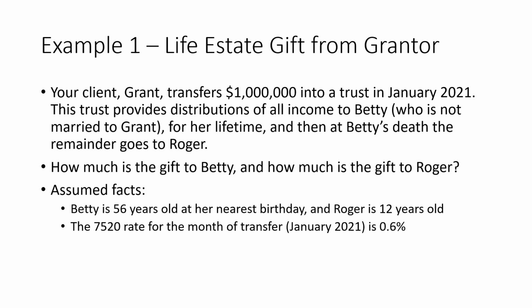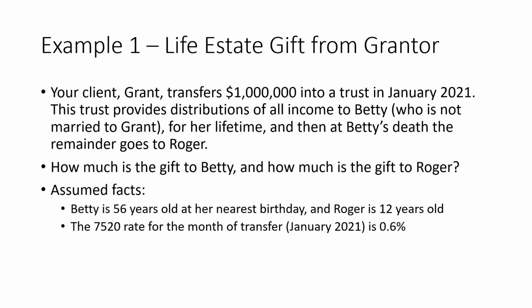So in this case, what happens is that Grant has gifted $1 million total, part of it to Betty and part of it to Roger. But we need to figure out how much is allocated to each of them for a variety of reasons. And with that, we can't just split it equally. We need to use actuarial calculations to determine the value of Betty's life estate and the value of Roger's remainder interest. And in order to get there, we need some certain facts to be collected from the client.